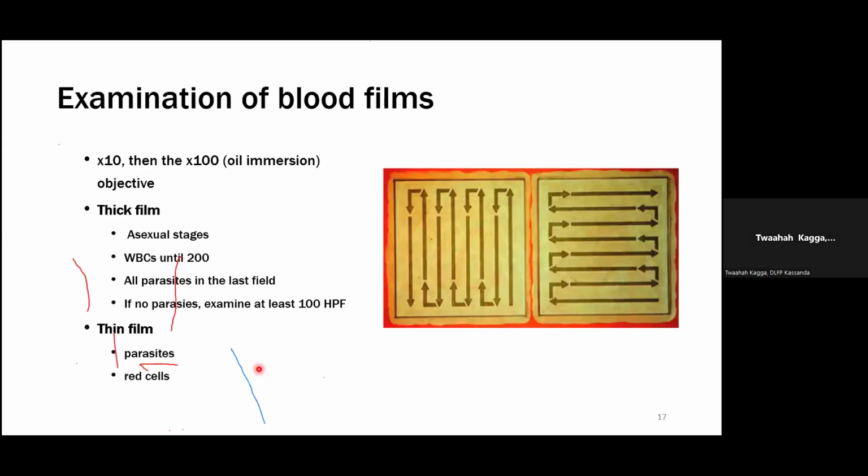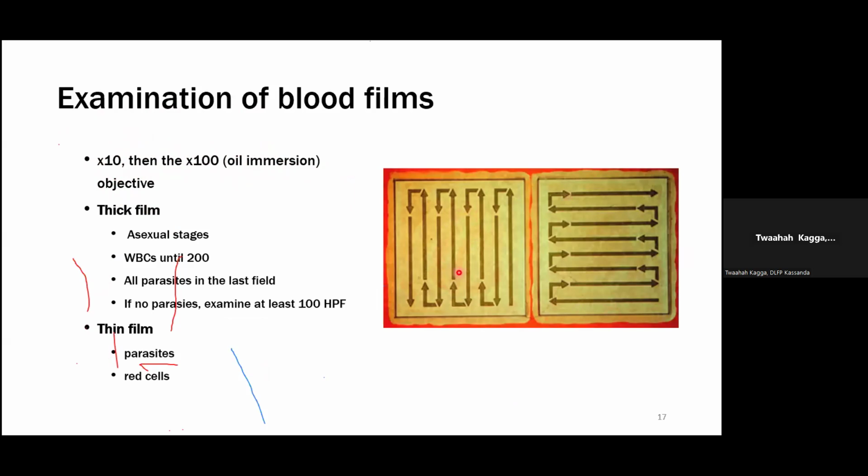Now let us go to examination. When we are examining under microscope, we start with the times 10 objective to see the distribution of the cells. Then we shall go to the times 100, also called the oil immersion objective for the examination.